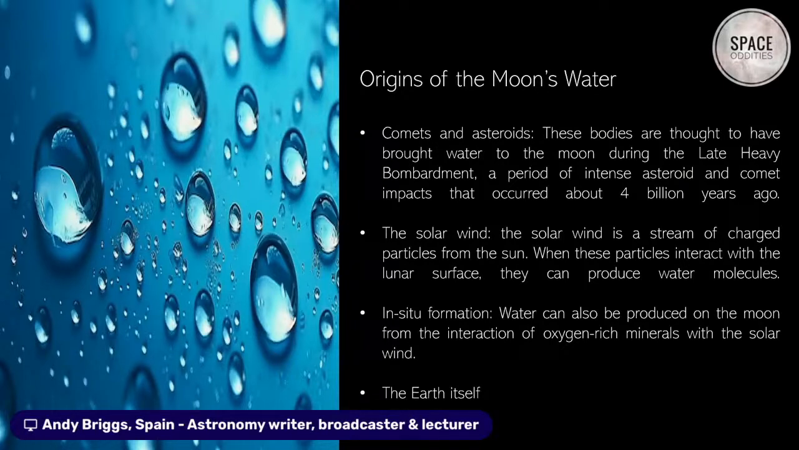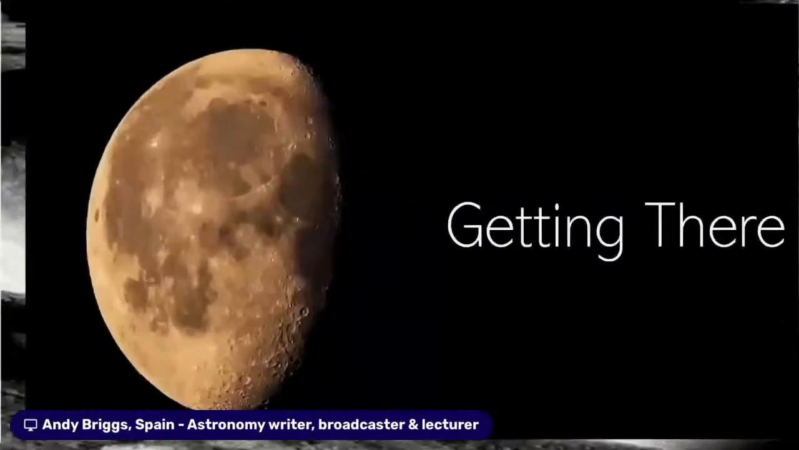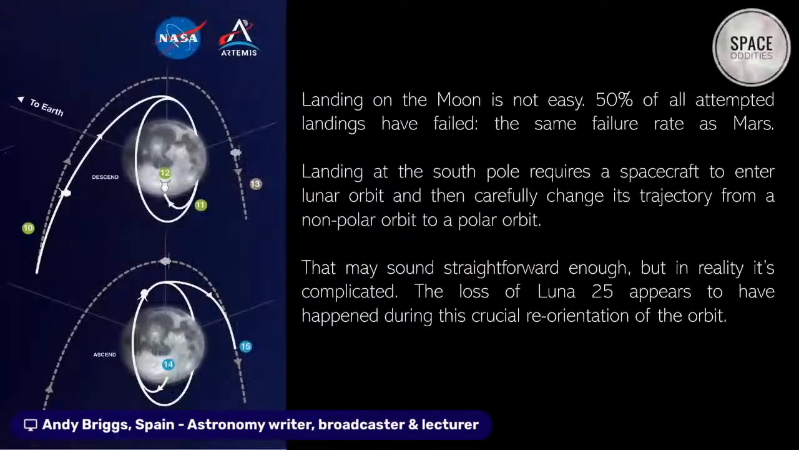So a few possible origins for that water from the moon, but I think a lot of it primarily will come from comets and asteroids. Now, how do we get there? Well, actually, as Luna 25 found out this week, landing on the moon's south pole, or the north pole, come to that, is not easy.